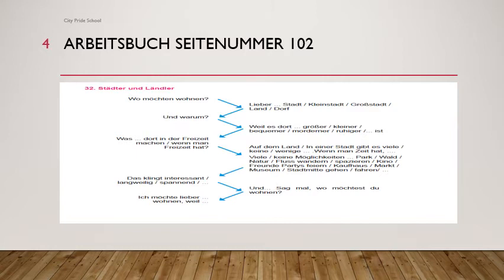Wo möchten Sie wohnen? Actually, Sie is missing here. Where would you like to live? Lieber in der Stadt, in der Kleinstadt, in der Großstadt. But if you are using Land, please remember you have to use auf dem Land. Oder im Dorf. It is im Dorf because das Dorf. Und warum? And why? Weil es dort größer, kleiner, bequemer, moderner, ruhiger ist.